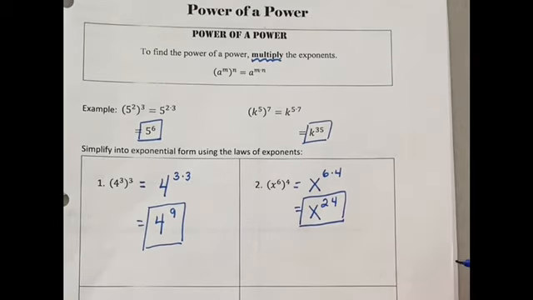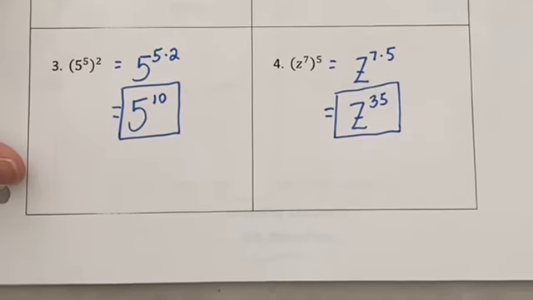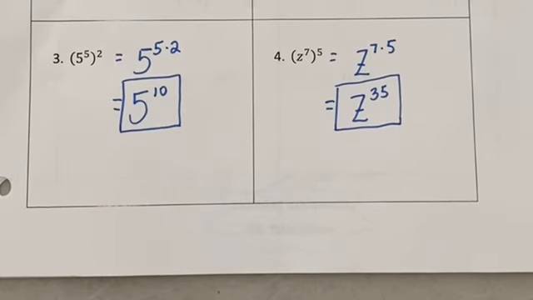So I'd like you to take a second, pause this video, and try examples 3 and 4. So looking at example 3, we have 5 to the 5th raised to the 2nd power. I have a power of a power, so I need to multiply. So it becomes 5 to the 5 times 2, or 5 to the 10th.